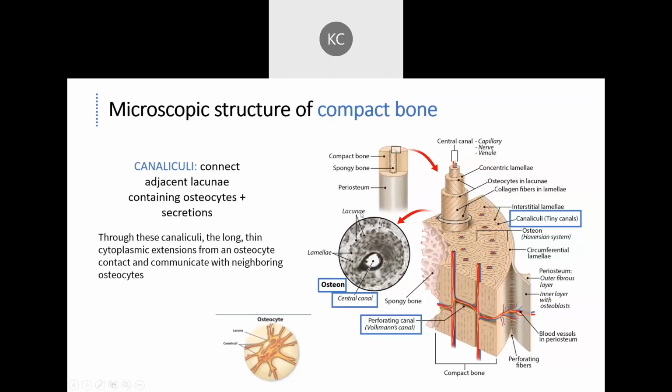The canaliculi that we see, and this is what we're talking about here, the canaliculi are these extensions out from the lacunae, and they connect adjacent osteocytes with each other. All right, so one osteocyte is able to communicate and relay information and signals to nearby osteocytes. And they do this through these branching small canals known as canaliculi.